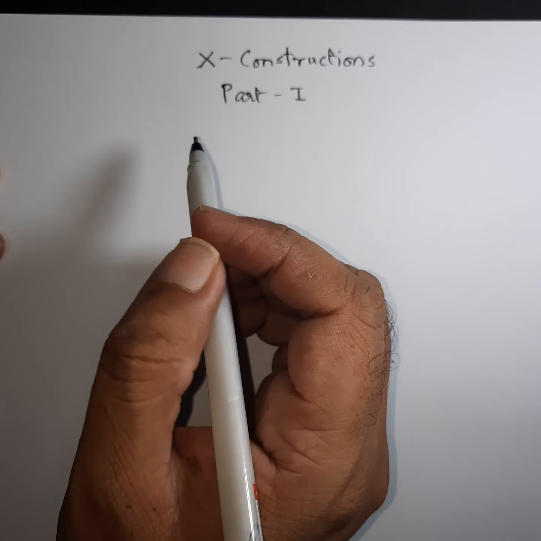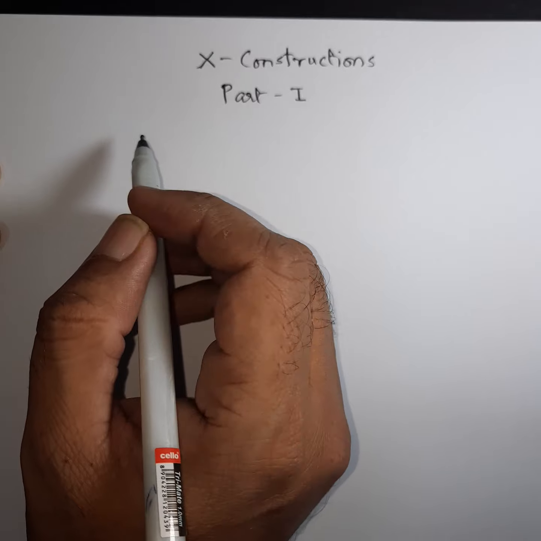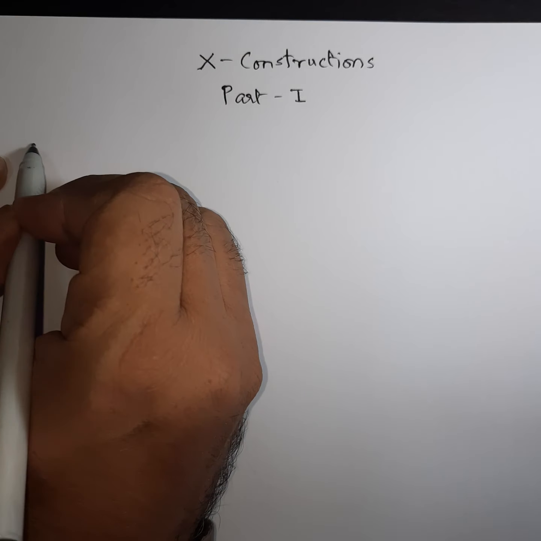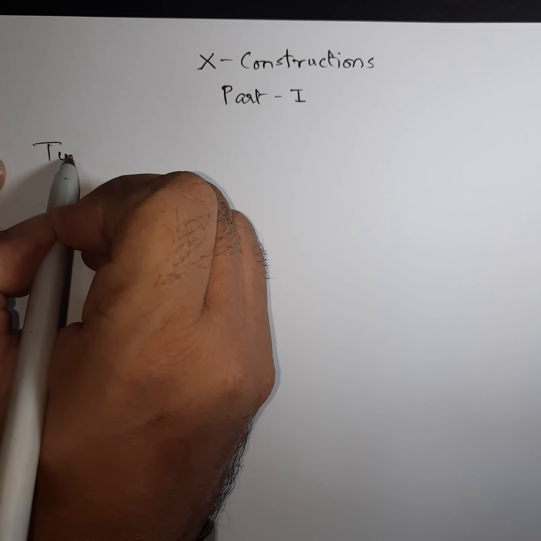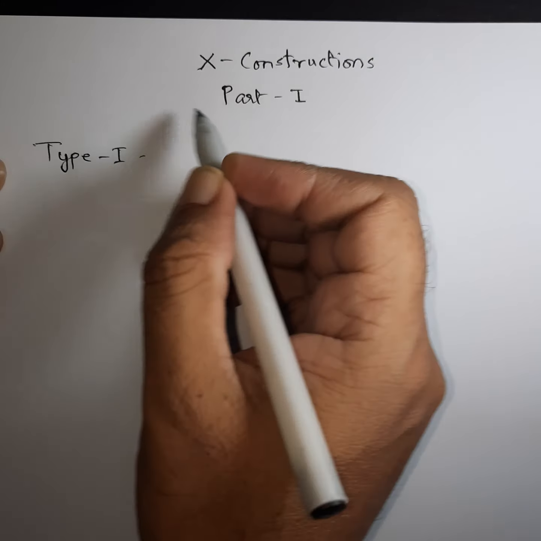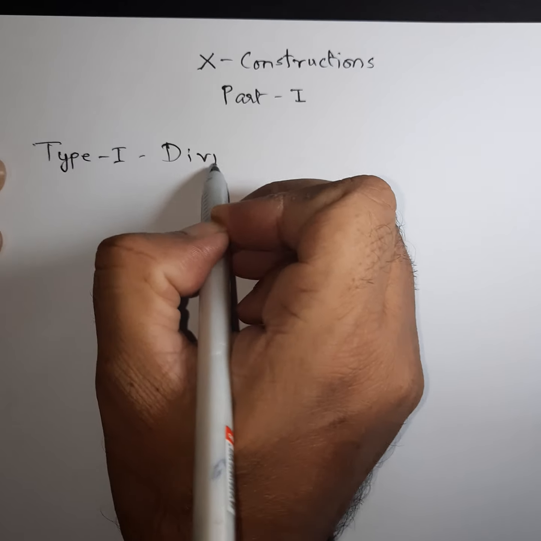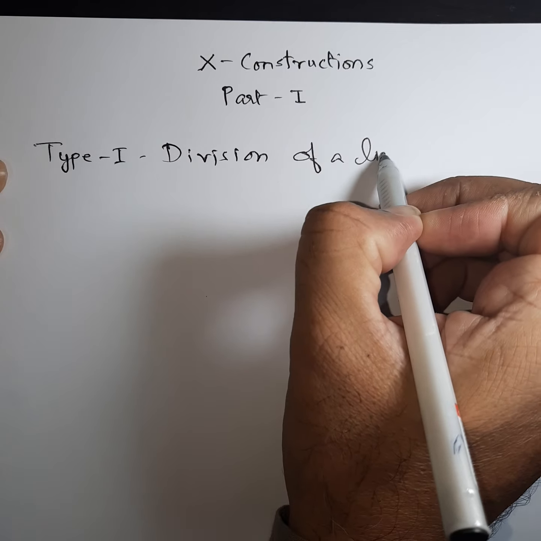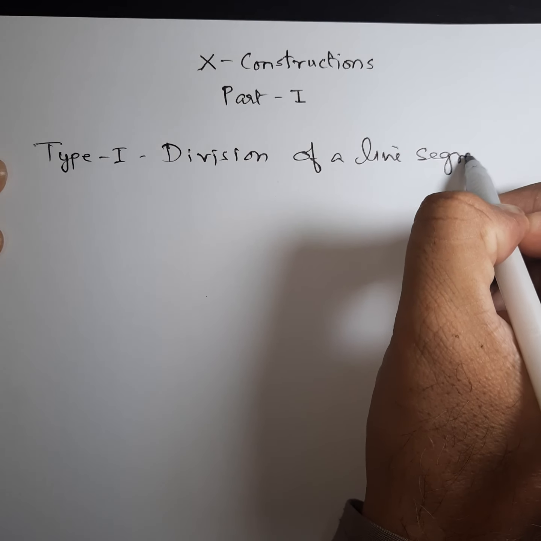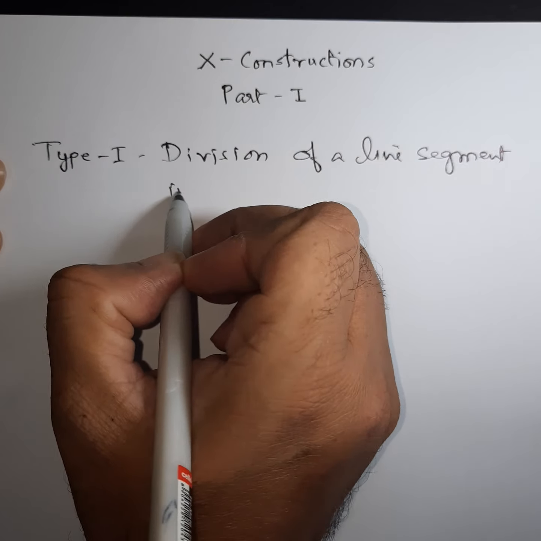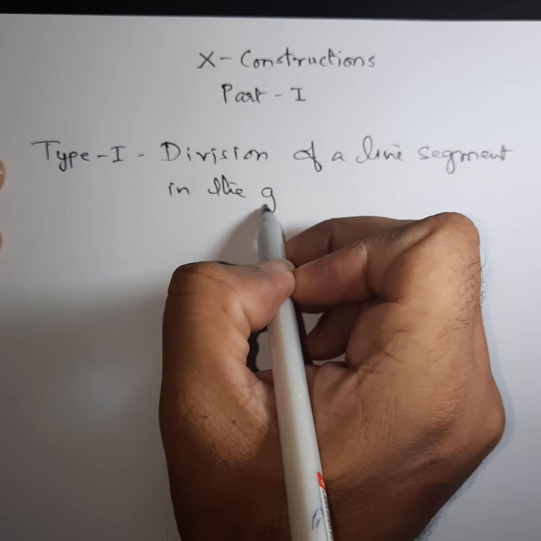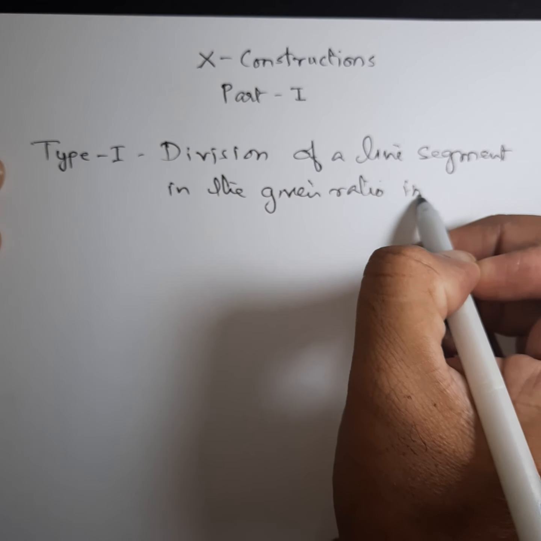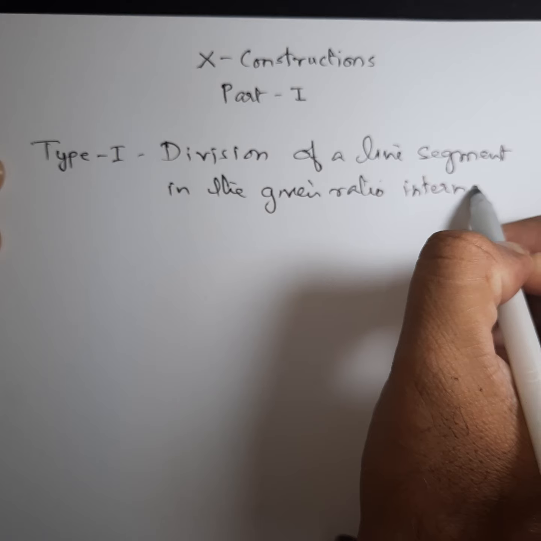Hello guys, today we will discuss type 1 construction problem class 10 CBSE. So in type 1 we will discuss division of a line segment in the given ratio, internally. In our course 10th class we have to divide internally.